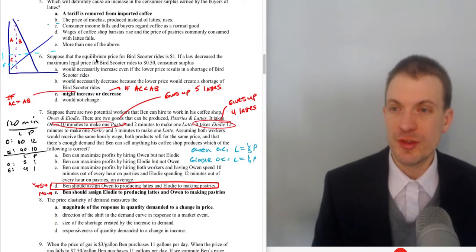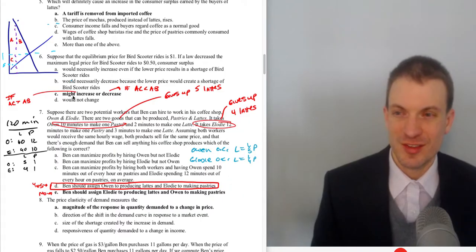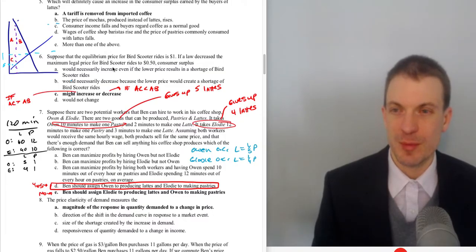Suppose the equilibrium price for scooter rides is $1. If the law decreased the maximum price for scooter rides to 50 cents, what happens to consumer surplus? Would it necessarily increase? Not necessarily. Would it necessarily decrease? Not necessarily. Might it increase or decrease? Why? Well, what's going to happen? Here we have the maximum legal price has fallen, so this is going to be a price ceiling.